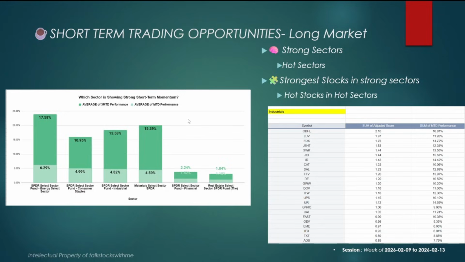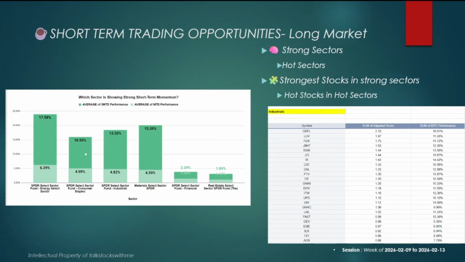Here is my framework, or my measurement framework, that is showing me the sectors that are exhibiting a strong short-term momentum, right? As a short-term trader, I want to focus on strength, right? And align myself with the strength, right? So here my framework is showing me that the energy sector, consumer staples, industrials, materials, financials, and real estate are showing relative strength compared to the overall market.